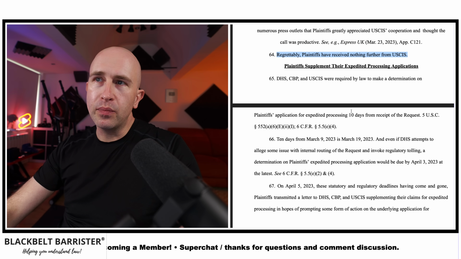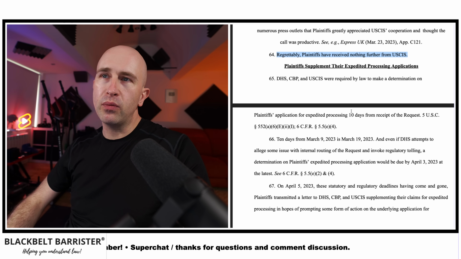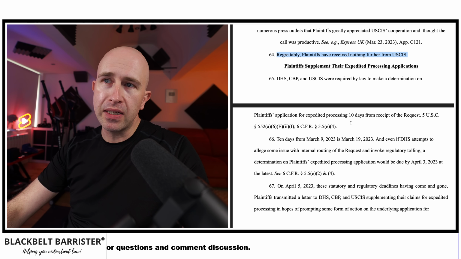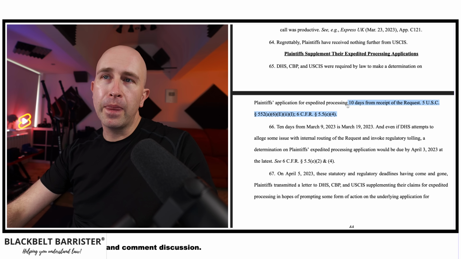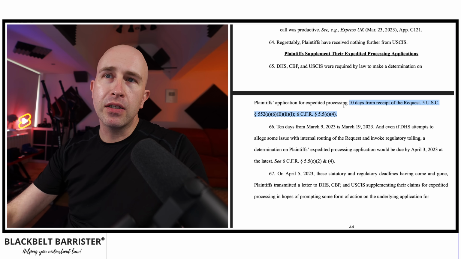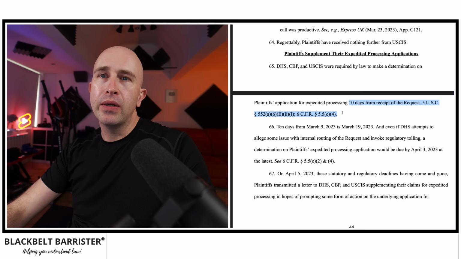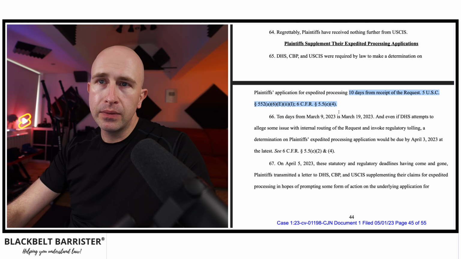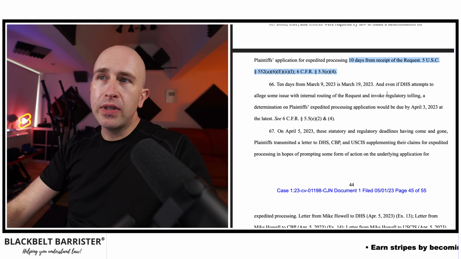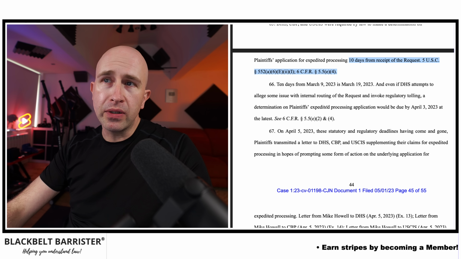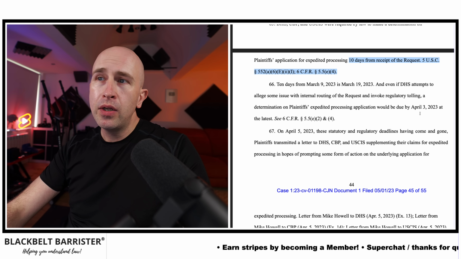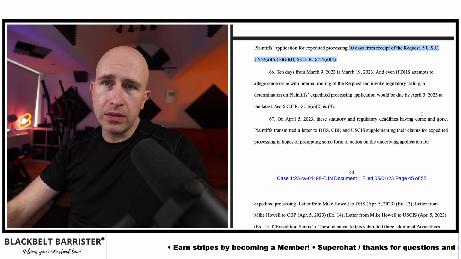Supplement their expedited processing applications. Departments were required by law to make a determination on the application for expedited processing within 10 business days of receipt. So if there's a request to get this done quickly, they have to make a determination by law on that application within 10 days. Even if the department attempts to allege some issue with internal routing of the request to invoke regulatory tolling, the determination on the expedited processing application would be due by the 3rd of April at the latest.